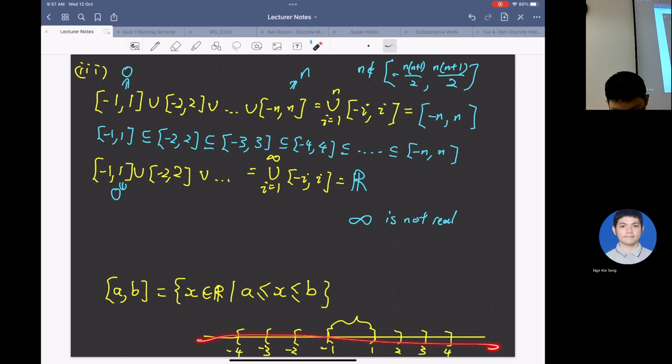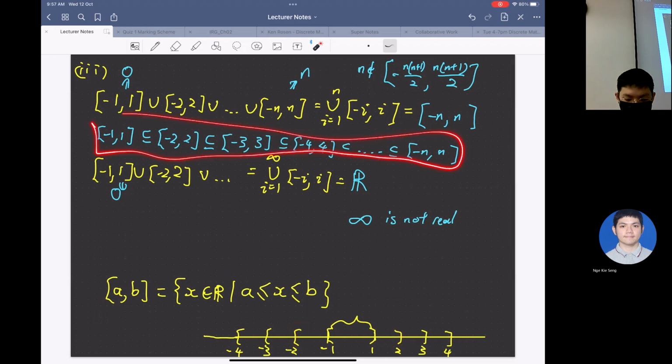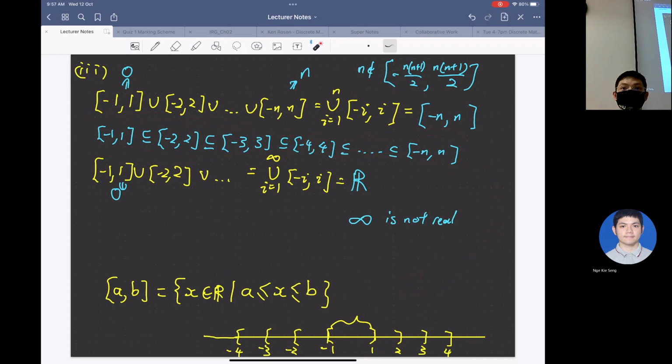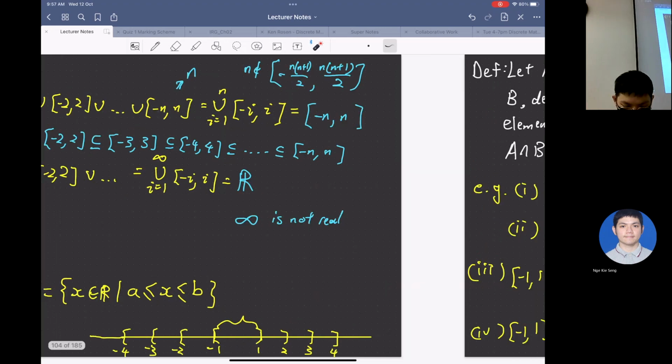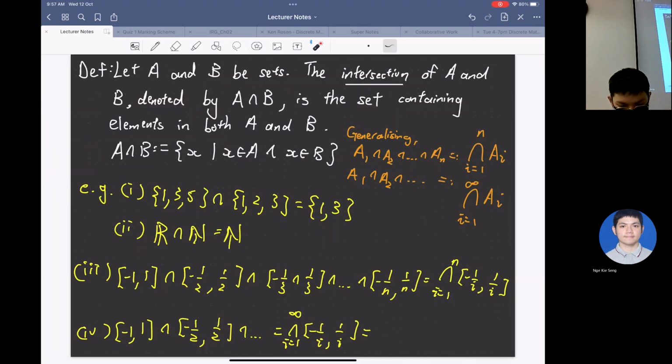So you got a real line. So the interval of -1 to 1 is here, and then -2 to 2 is here. This is the chain I'm drawing. So if you translate to this picture here, maybe it's much easier to see in this way. Okay, so what is the finite intersection of -1/i to 1/i? It could be -1/n to 1/n.